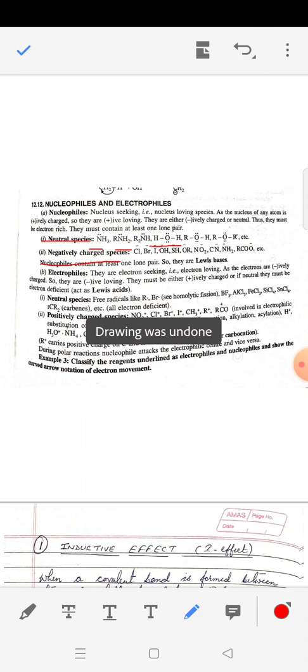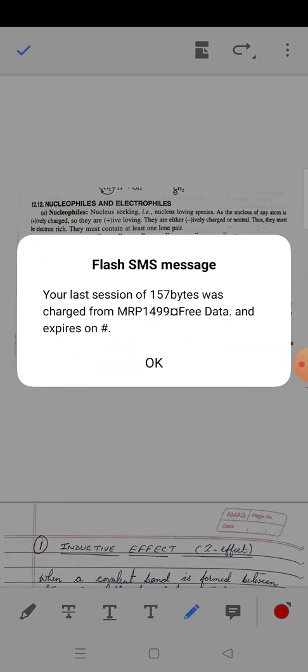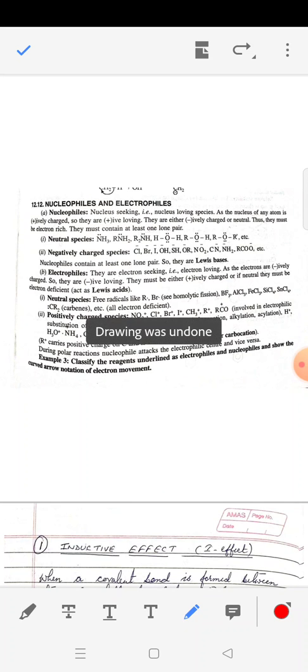And the ones which carry a negative charge, such as Cl minus, Br minus, I minus, OH minus, all these negatively charged species are known as negatively charged nucleophiles. Now, negatively charged nucleophiles are also called Lewis bases. If you remember, the definition of a Lewis base is the species which are capable of donating electrons. So the nucleophiles, in other words, are also Lewis bases.